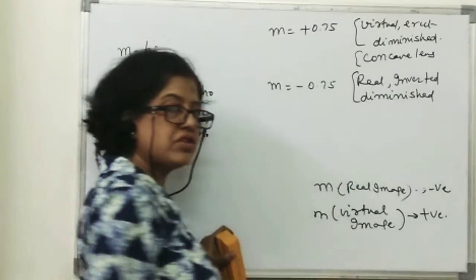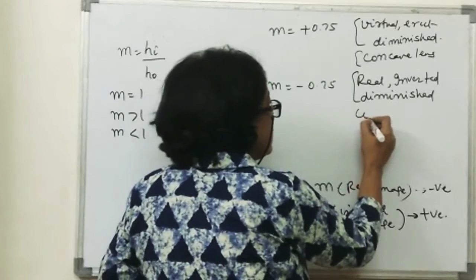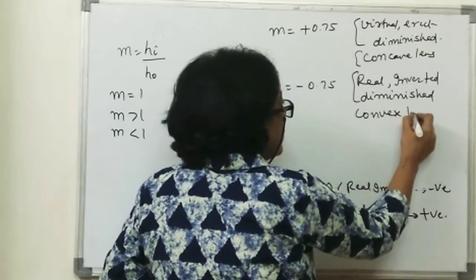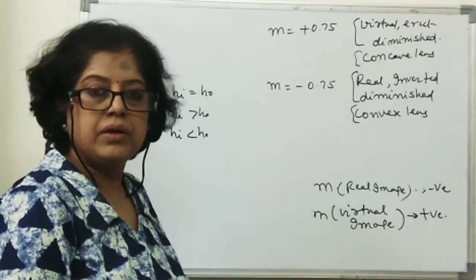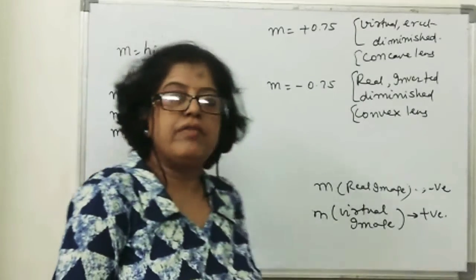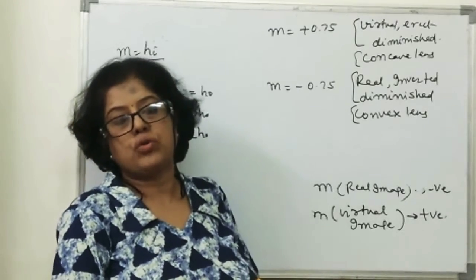In this case, what is the nature of the lens? A real inverted diminished image is always formed by a convex lens. So the lens will be a convex lens. So this is how we read the value of M. Fine. Now we will be solving a few numericals, one or two based on the lens formula and magnification.